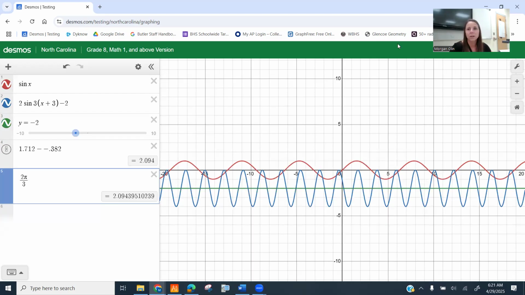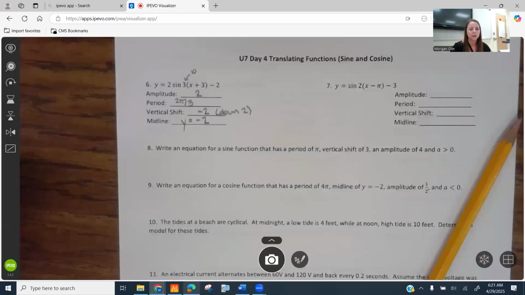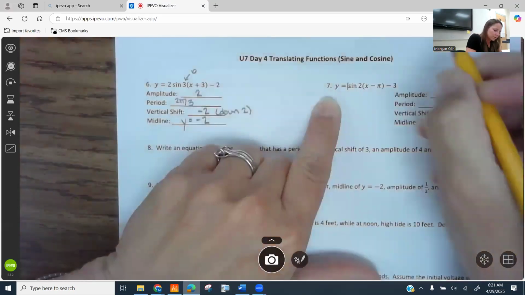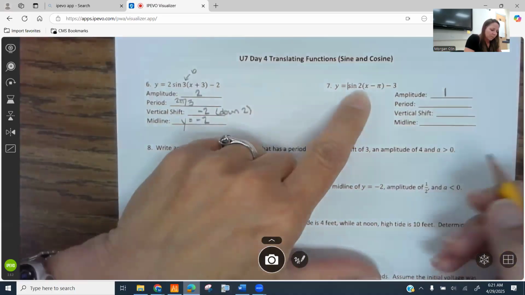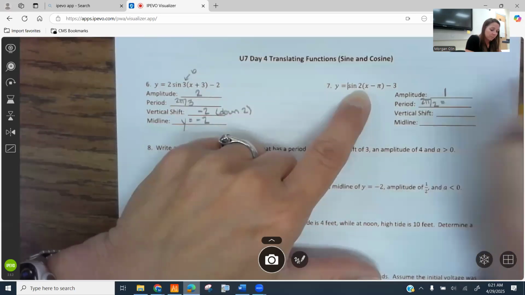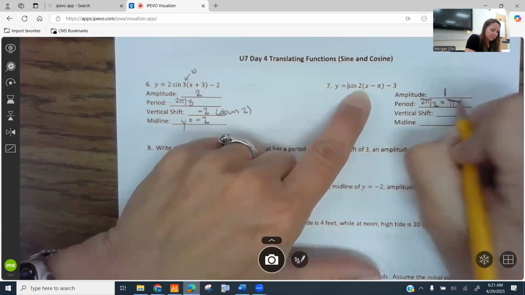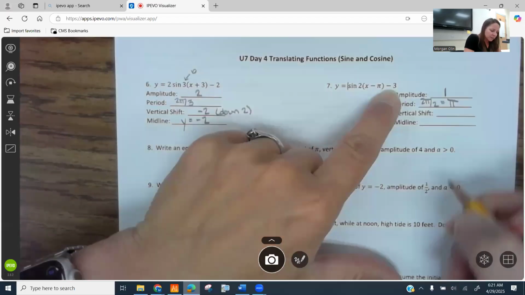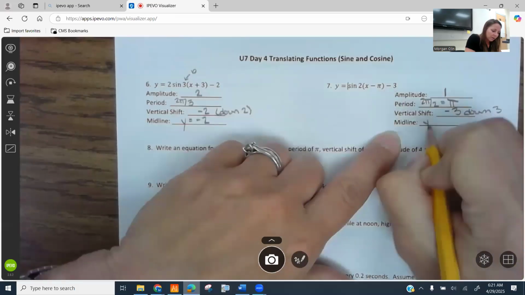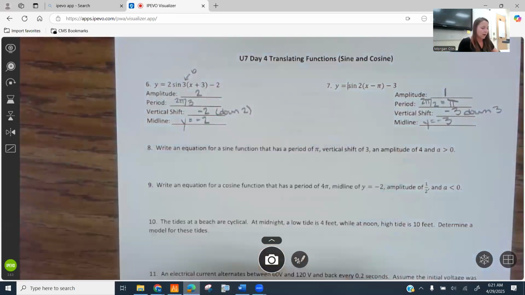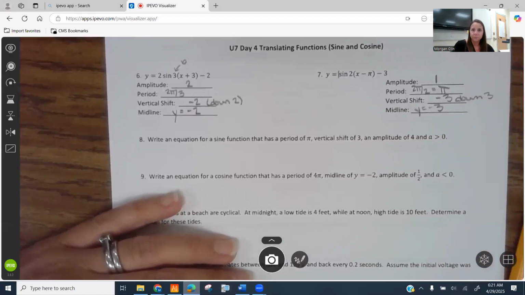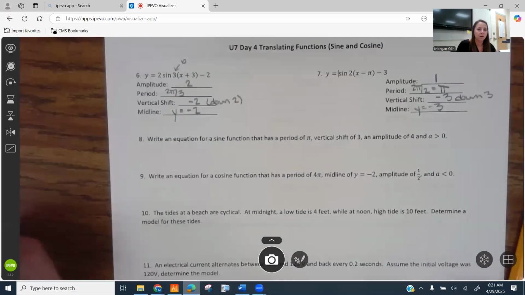All right, so let's go back and do this one right here. My amplitude, there's a 1 out here, so my amplitude's just 1. My period, 2 pi over 2, because my B value is that. That simplifies to pi. Vertical shift is this -3 or down 3. My midline is going to be the same thing, y equals -3. And if you want to graph it, you're welcome to, to see if you got it right.